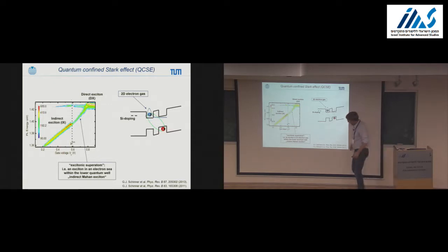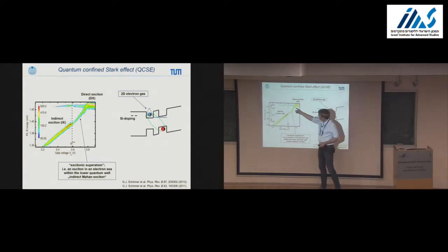And as we have demonstrated in this publication a couple of years ago, these indirect excitons can also couple to the integer quantum Hall effect, even the fractional quantum Hall effect of the two-dimensional electron gas. So it's a very complicated optical excitation that we have in there.